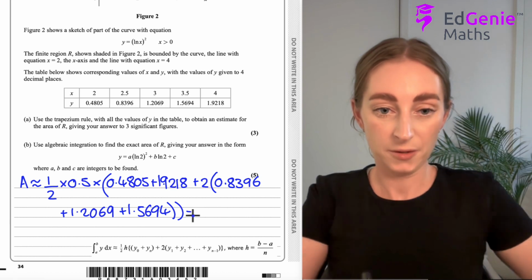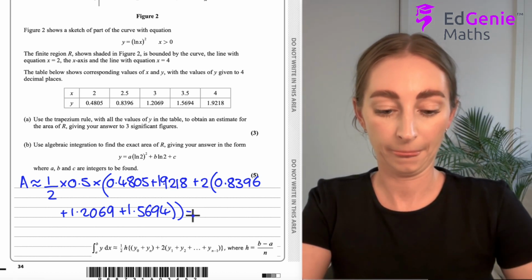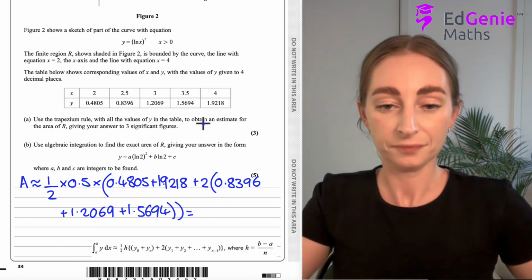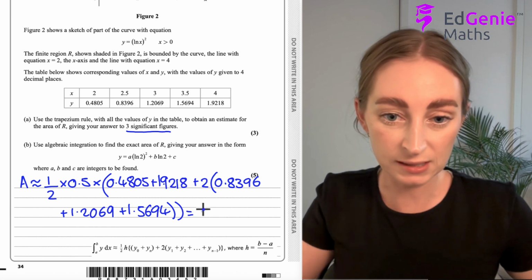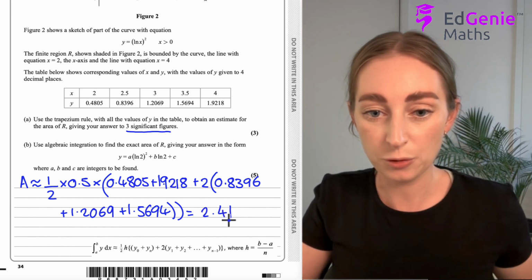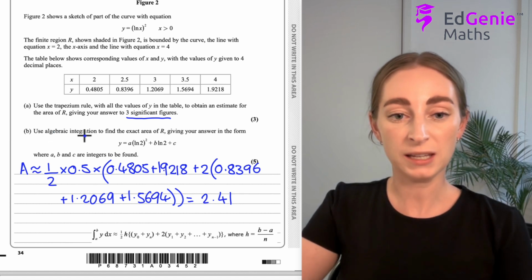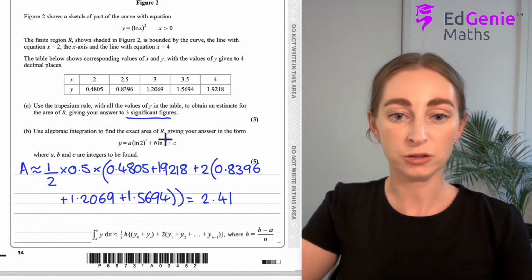And then put the whole thing into our calculator. And we're going to get, what does it want? 3 significant figures, 2.41. Okay, for part B, use algebraic integration to find the exact area, giving your answer in this form.